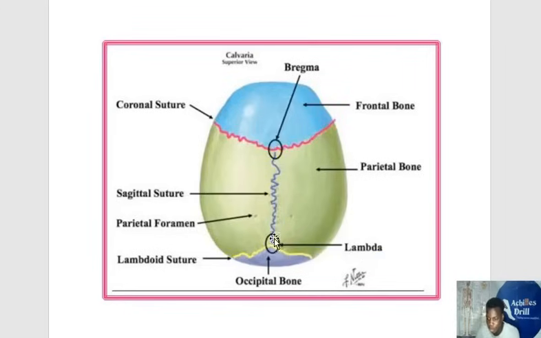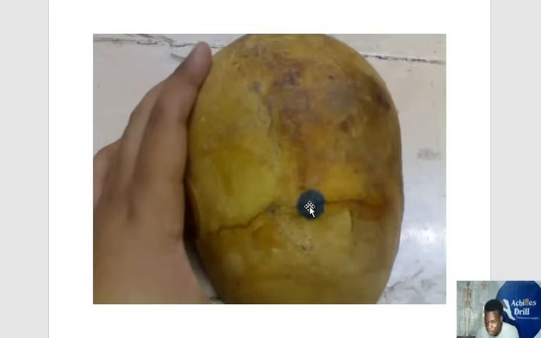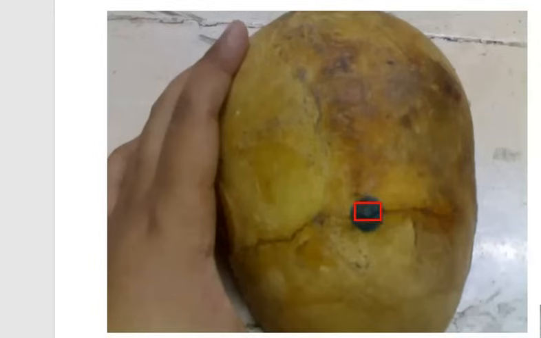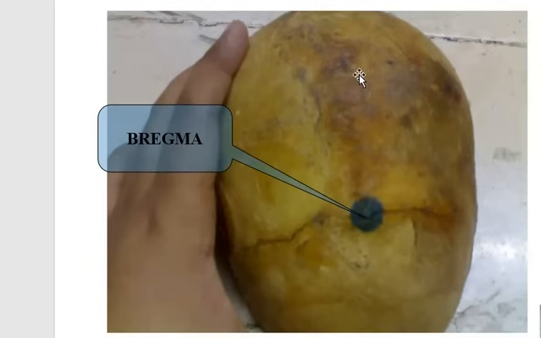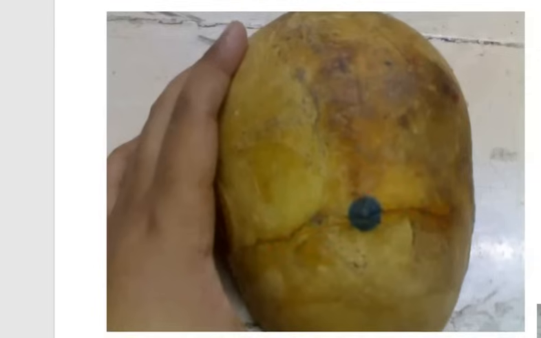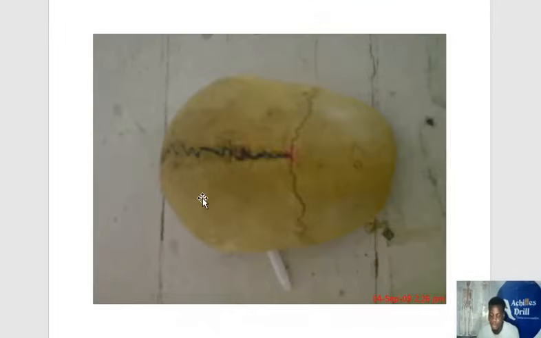So let's come up here. Can you guess what region is painted here? What's that point? Of course, that's the bregma, the meeting point of the sagittal suture and coronal suture. Let's move on to our next models.